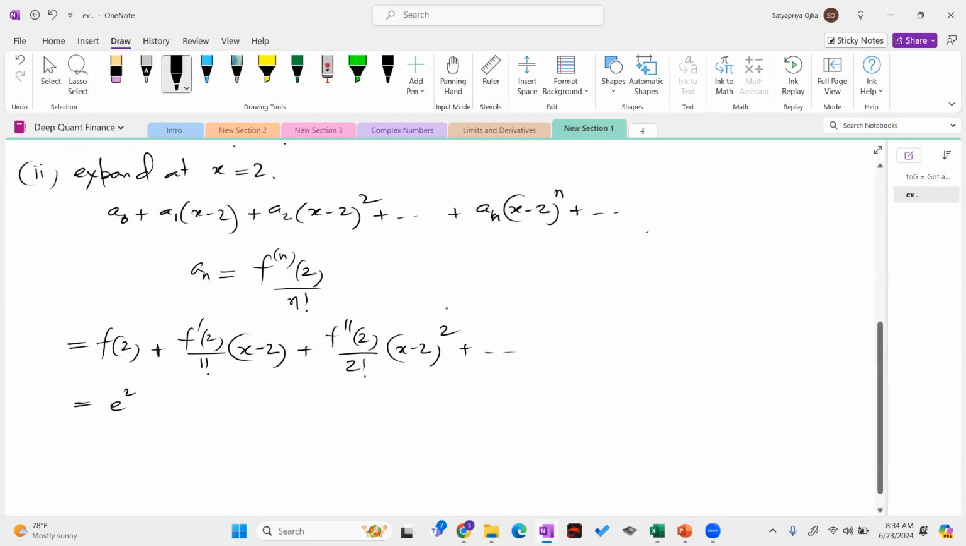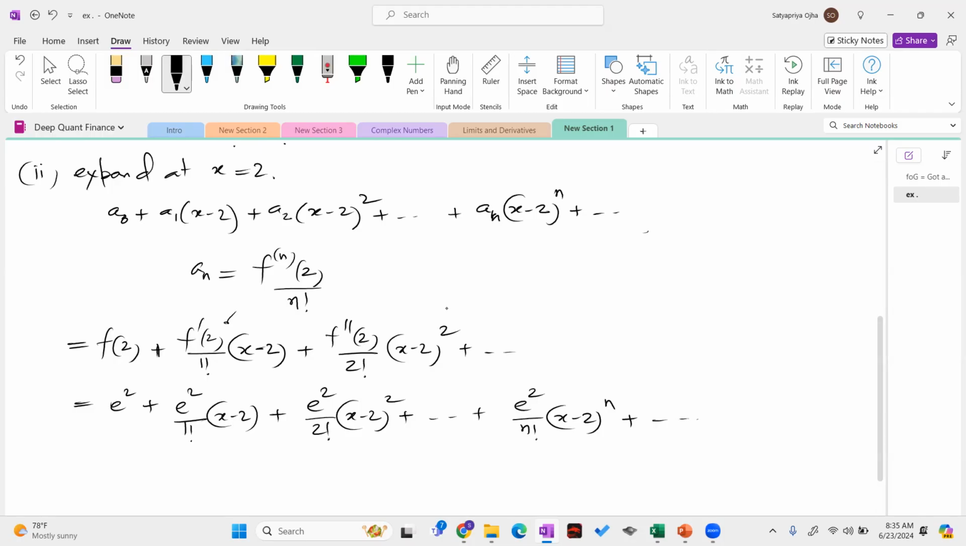f of 2 is e square. Derivative of e to the power x is e to the power x. Again, you put 2, so that is also e square. This is always e square, right? That is how it goes. The nth term would be, again, e square by n factorial times (x minus 2) whole to the power n. This is expanding e to the power x around x equal to 2. Okay, are you clear with this?